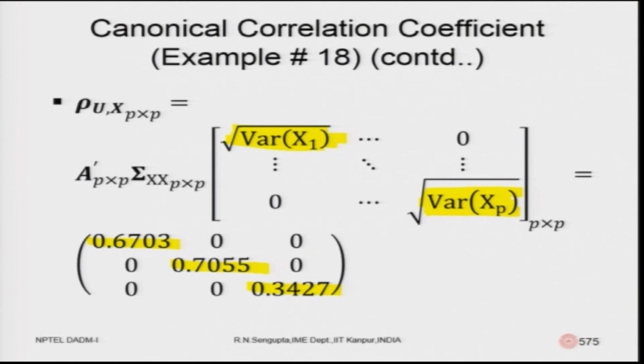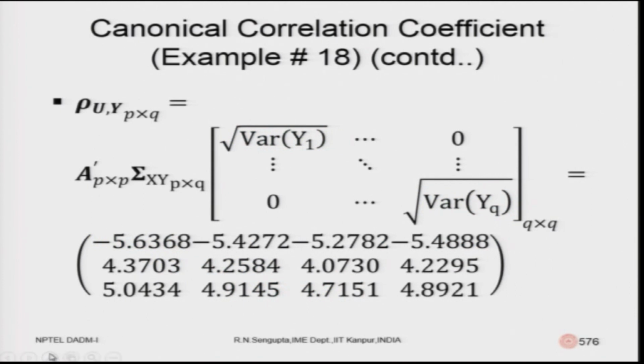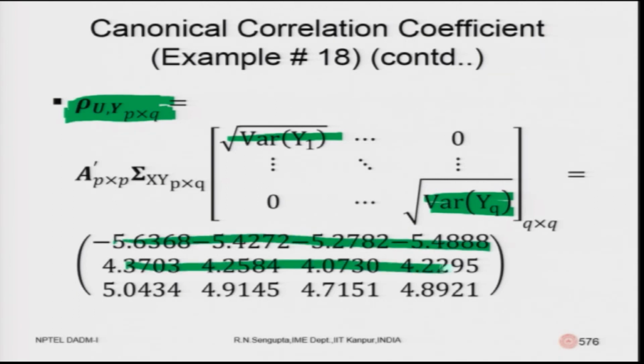Similarly, when we go to find out the correlation coefficient between v and y, the values would be again, the principal diagonals are the standard deviation of y 1, standard deviation of y 2 till the standard deviation of y 4, and the off-diagonal elements you can find out. So, the values come out to be as given here.